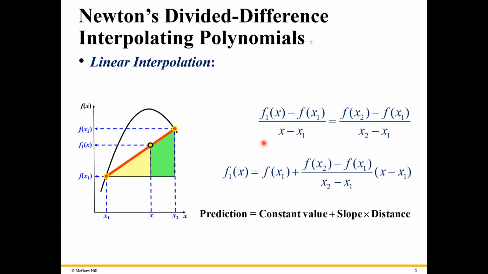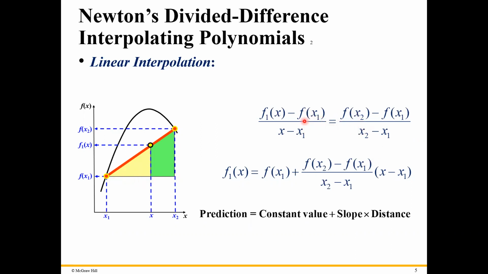If we take these similar triangles, we can see that this yellow triangle is similar to this green triangle. The green triangle also includes this yellow triangle. For the yellow triangle, this side is f1 of x minus f of x1, and its base is x minus x1. So this is x and this is x1, and this will be the length of the base. The bigger triangle has f of x2 minus f of x1, and its base is x2 minus x1.